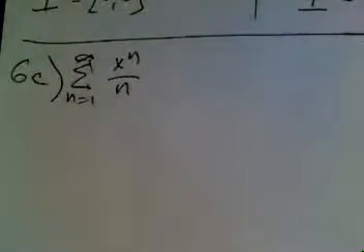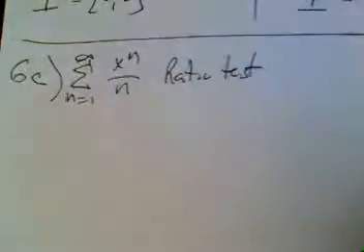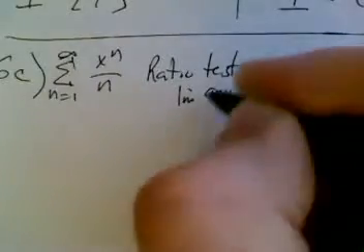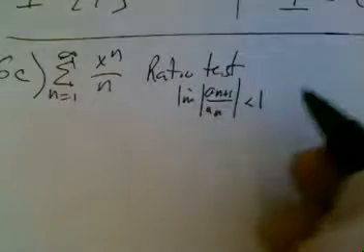Now the question is what thing should I use here? Well, let's stick to something nice. Let's try that ratio test again. If this thing, the limit of a sub n plus 1 over a sub n, is less than 1, then I have convergence.